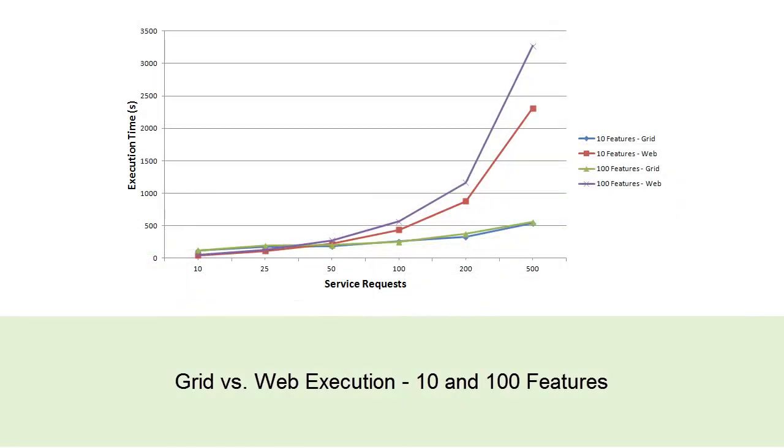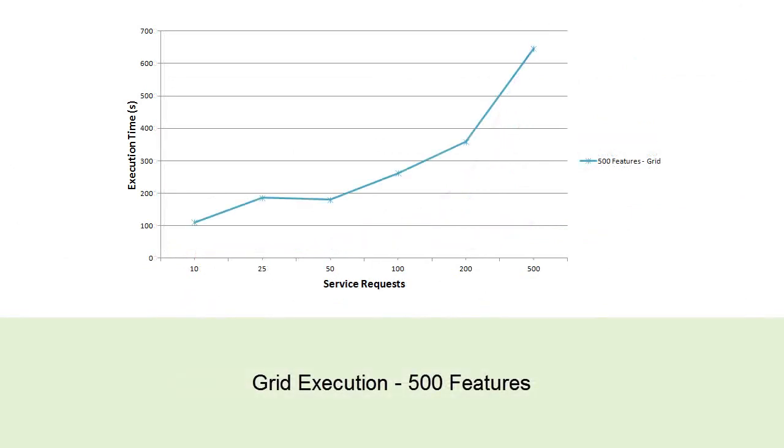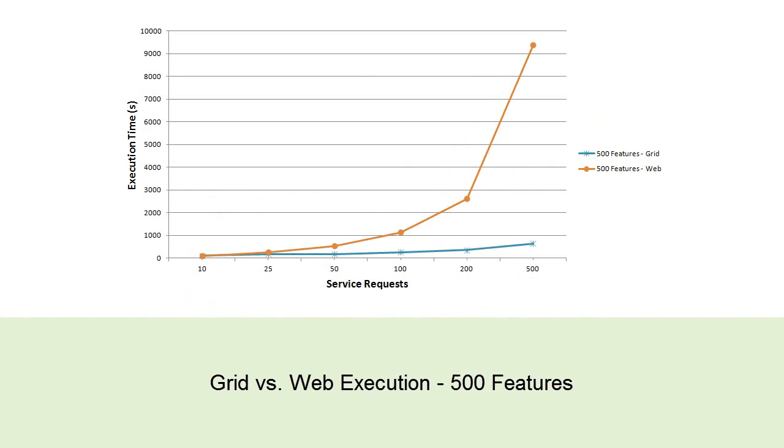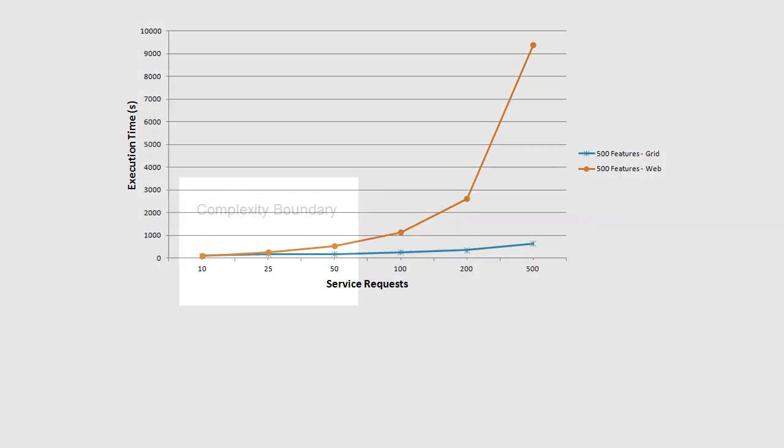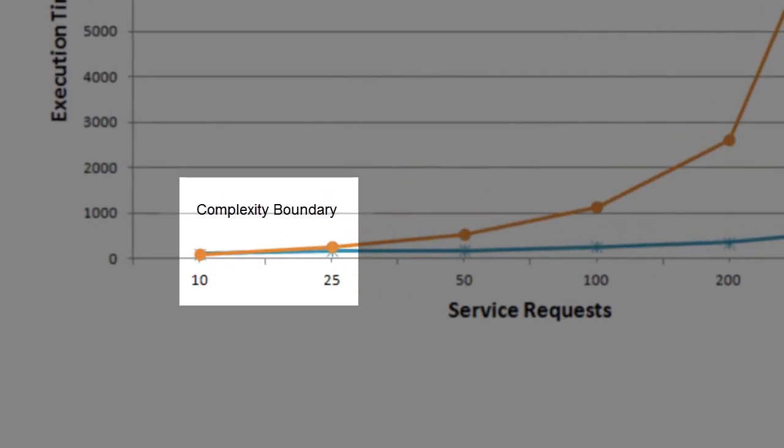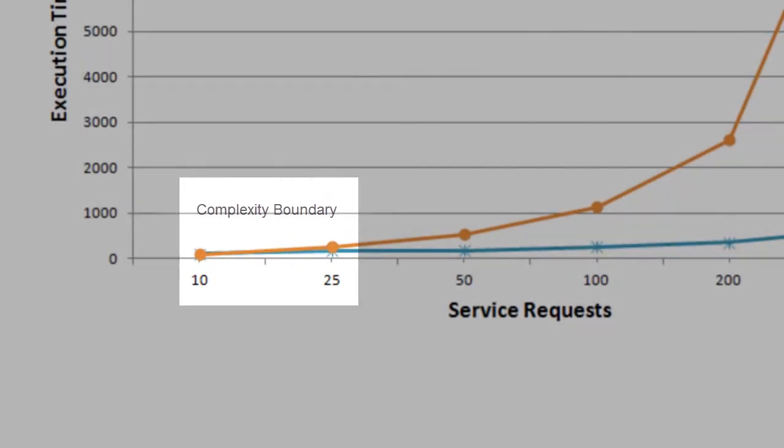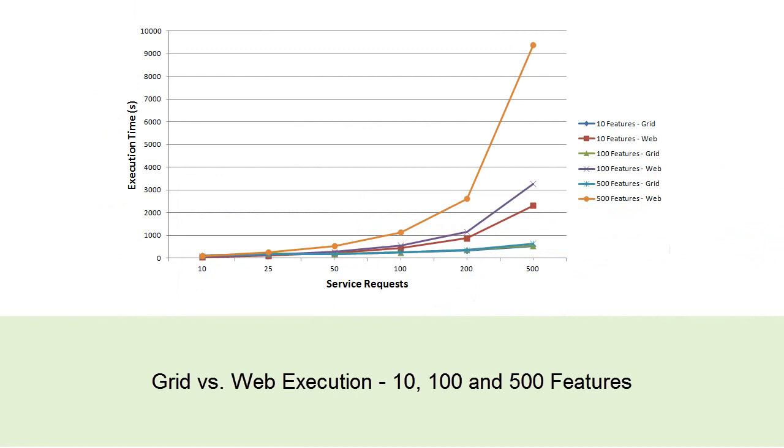The test variables were the amount of data in the database, number of features in this case, and the number of performed service requests. We have performed tests for 10, 100, 500 and 1000 features in the database. For each case, we have executed a variable number of service requests: 10, 25, 50, 100, 200 and 500 requests respectively.